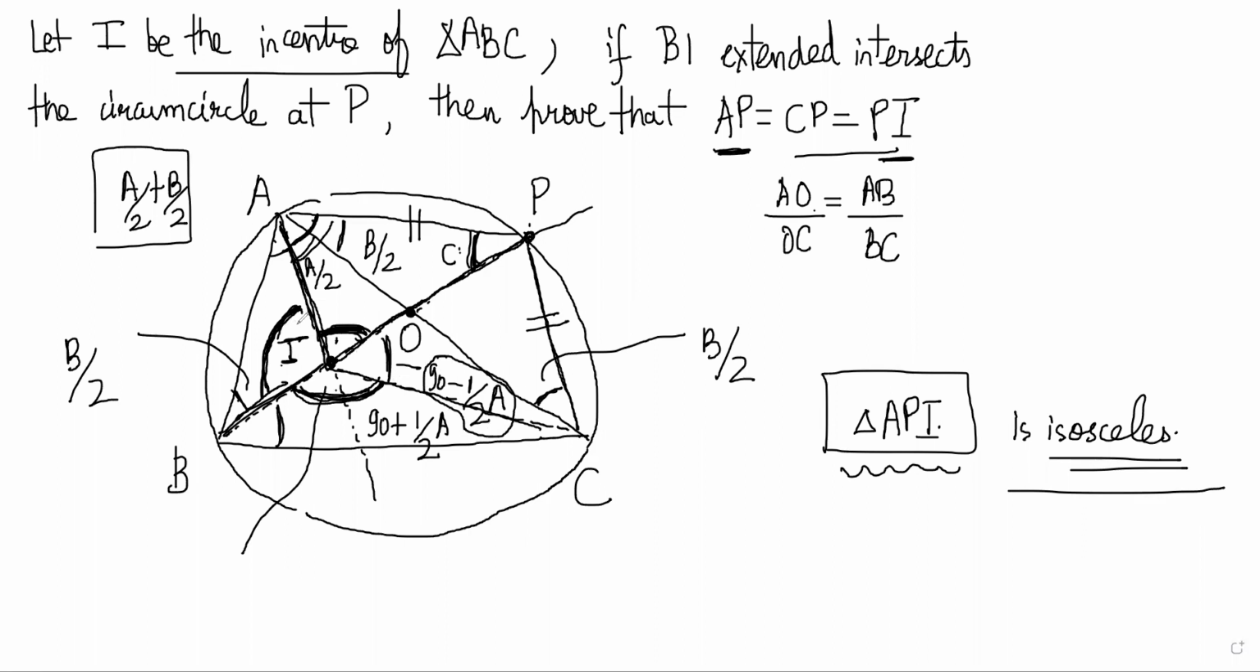You understand what I'm saying? I can find this angle, I can find this angle, I can find this angle. So this angle is known, right? Because it will be 360 minus these angles, right? Is everyone getting it, what we are discussing? So basically, yes, you can prove that AP is equal to CP is equal to PI.